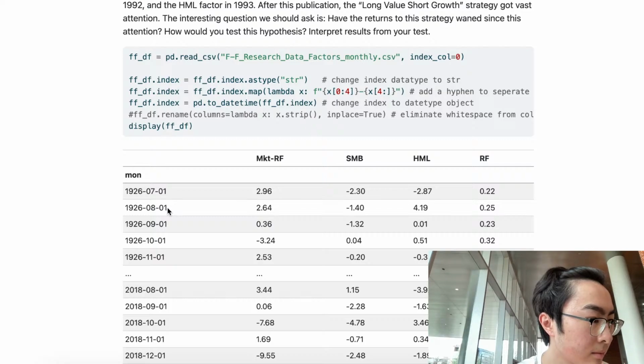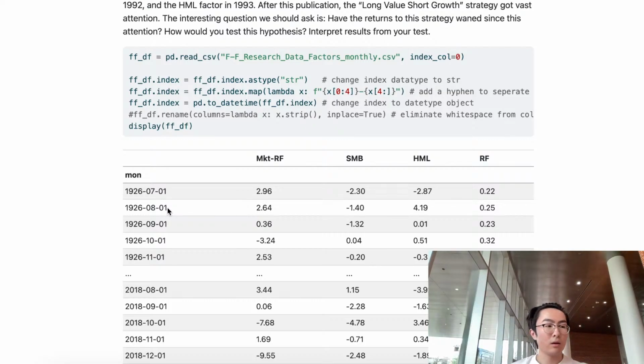Have you read how the Fama-French data works? Yeah, okay, because you know how they divide them by 100. So there's also another case where the returns are scaled by 100, so you just divide them by 100 to get the final percentage returns.